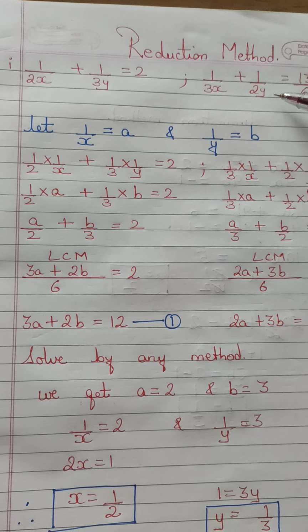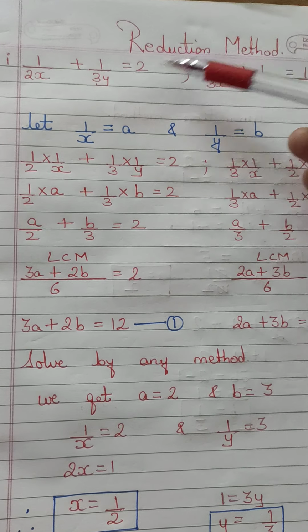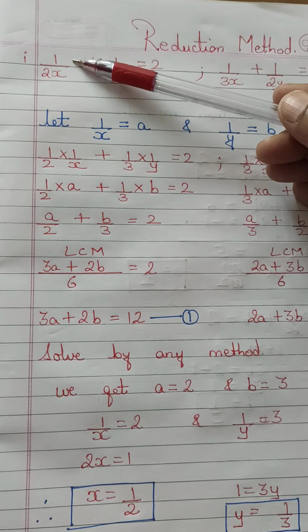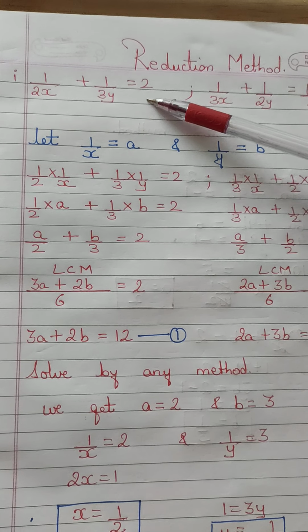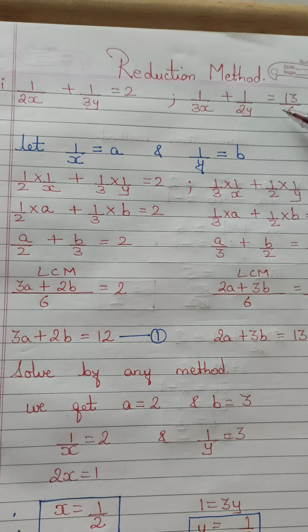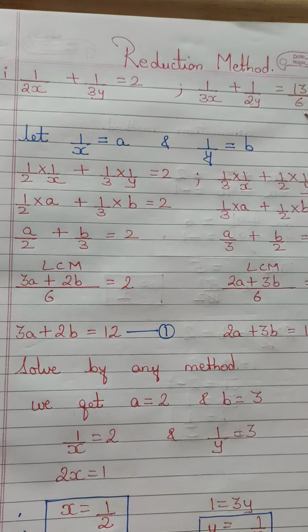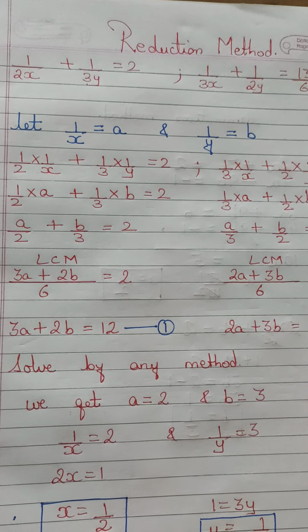Now let us see the first question of the exercise 3.6. The question says 1 upon 2x plus 1 upon 3y is equal to 2 and 1 upon 3x plus 1 upon 2y is equal to 13 upon 6. Again, it is not in the linear form, so we'll have to reduce it.